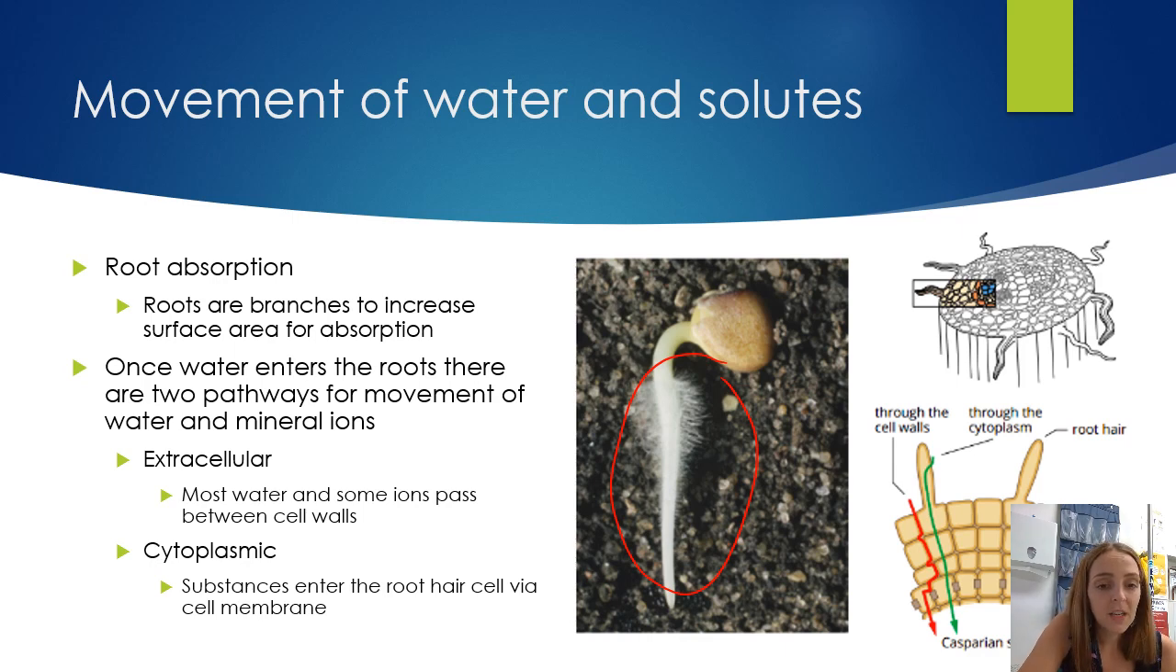Now, the movement can be extracellular. So a lot of the time, water and some ions pass between cell walls of individual cells. And you can see this over to the right in the red here. So water actually moves through the gaps between cells. And that's just easier than going through into the cell. In some cases though, it can be cytoplasmic, which is where substances enter the root hair, like so, and move straight through the cytoplasms of each of the plant cells.